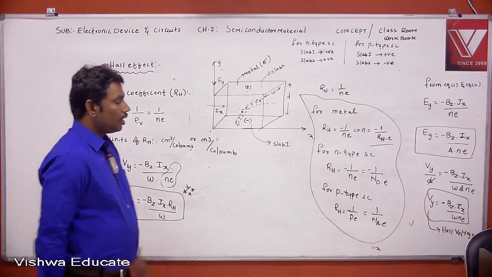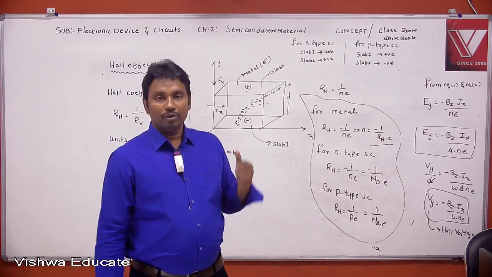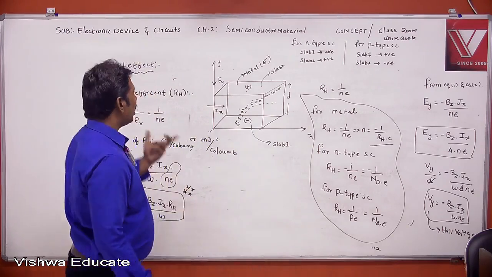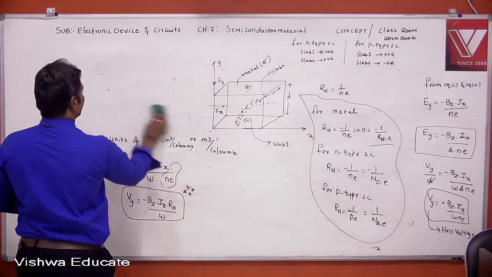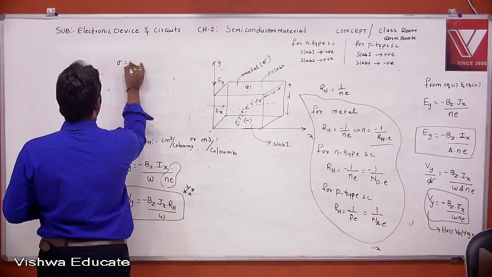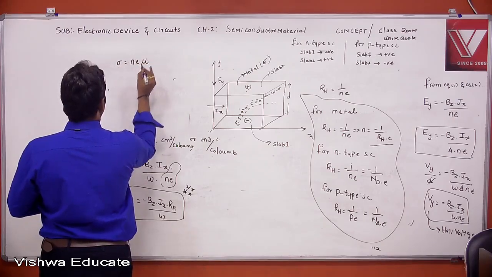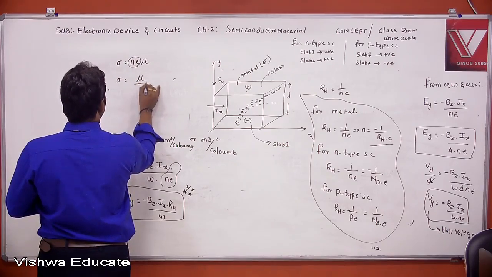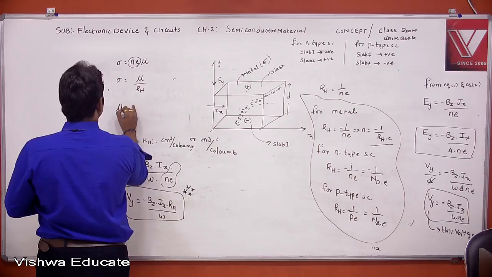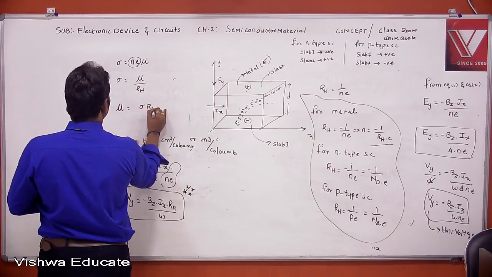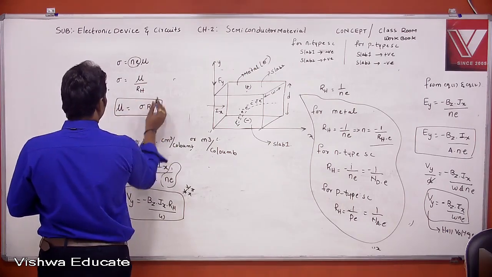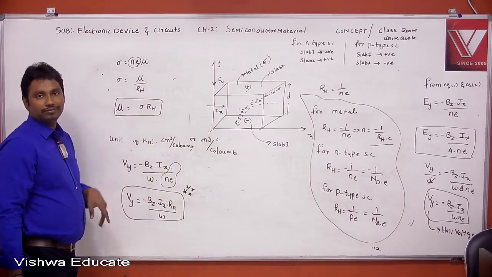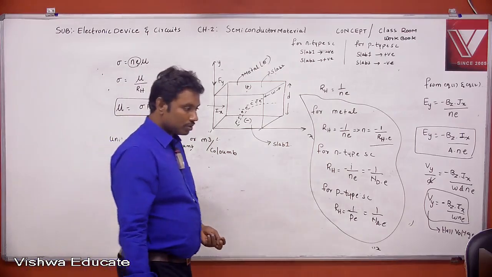And one more application. This Hall effect is used to calculate the mobility of the charge carrier. How to calculate the mobility of a charge carrier? We know conductivity. What is the conductivity? N into E into mu. What is Ne in terms of Hall coefficient? 1 by RH. So from this, mu is nothing but sigma into RH. With the help of this expression we can calculate the mobility of the charge carrier with the help of Hall effect.